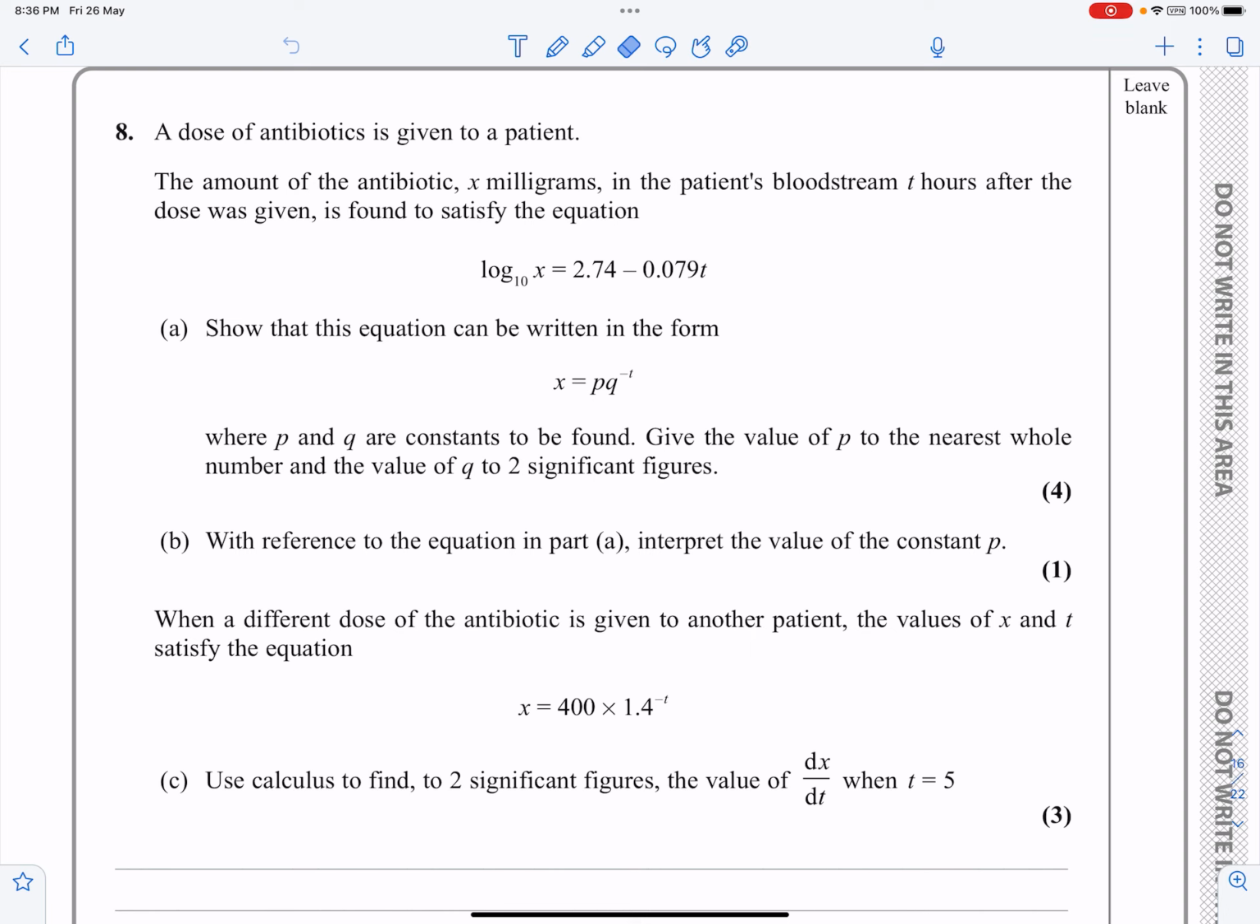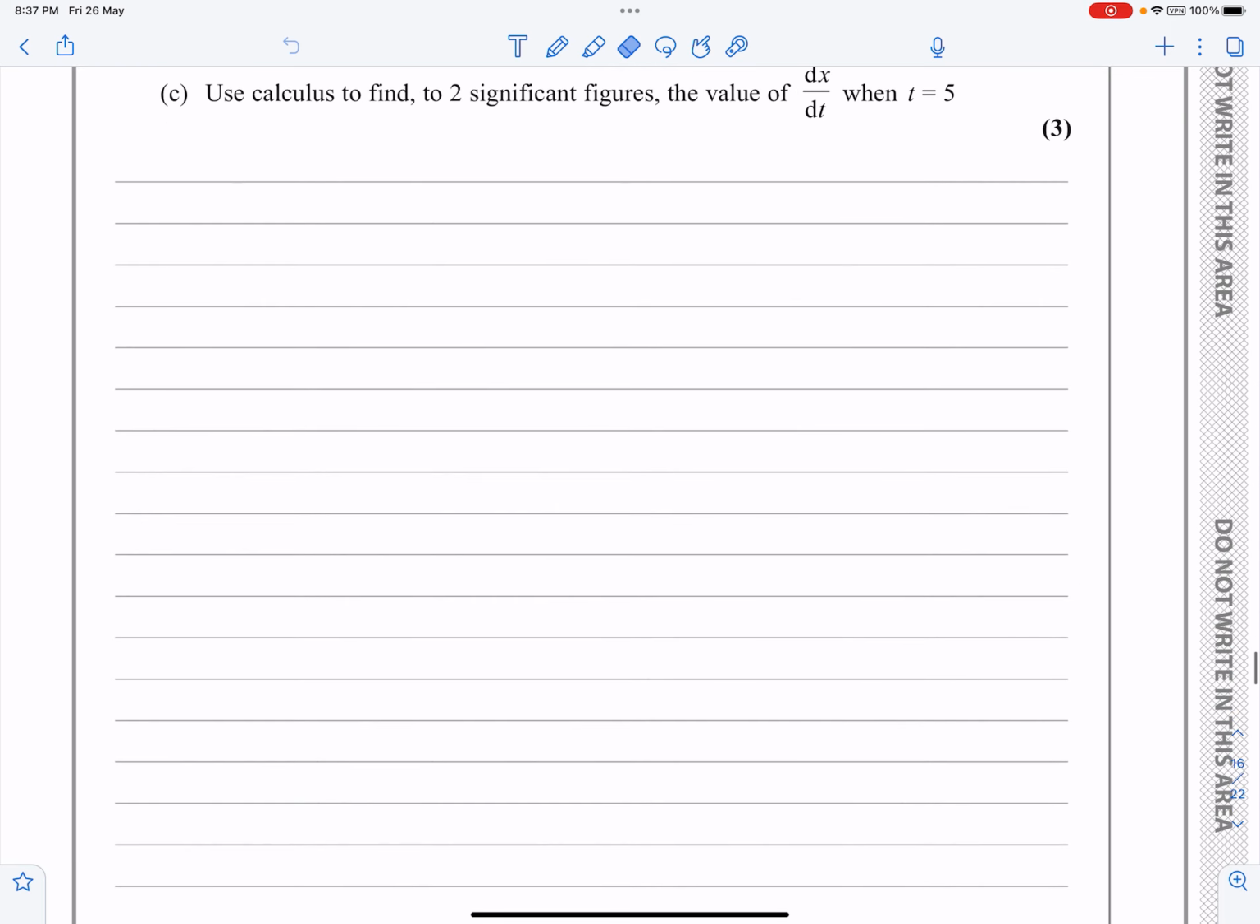It says a dose of antibiotics is given to a patient. The amount given is x milligrams, and then we've got this equation: log to the base 10 of x equals 2.74 minus 0.079t, and what we've got to do with this is rearrange it to be in the format x equals pq to the minus t. Okay, so let's get started with this one.